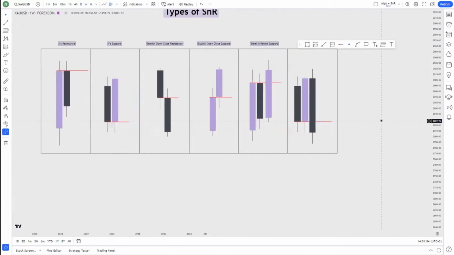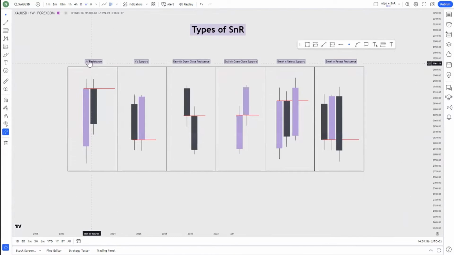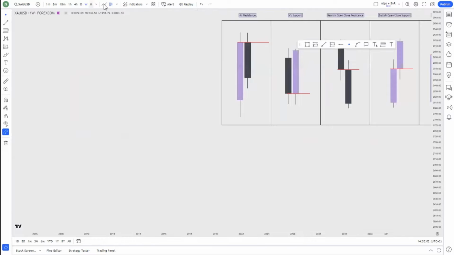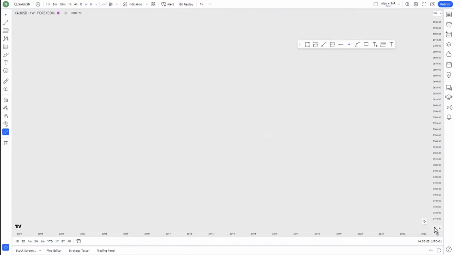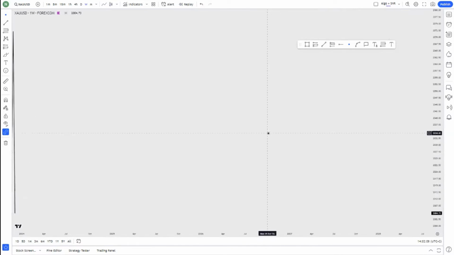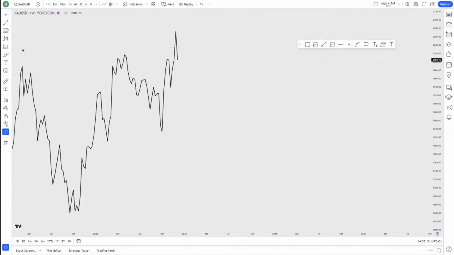Now you'd ask yourself, why do they call it the A resistance? Why do they call it the V support? When you go to the line chart, let's just start with the line chart. Just looking at the line chart, what do you see? The A is a little bit self-explanatory, because if it's an A, it's going to be like this, which means there's a resistance in the line chart. Then if it's a V, this is going to become a support.